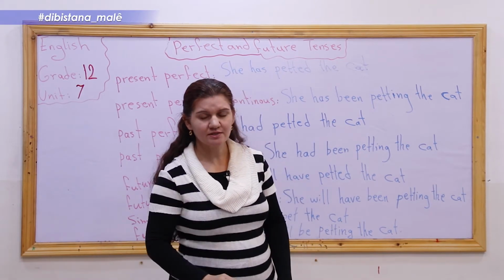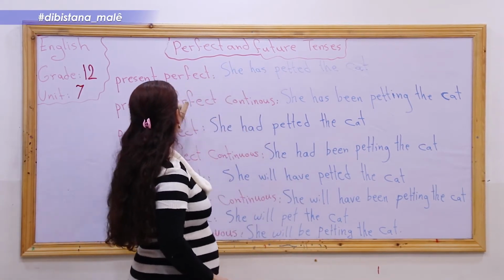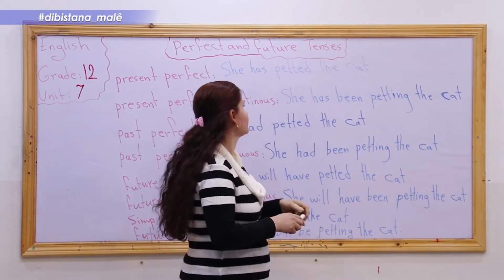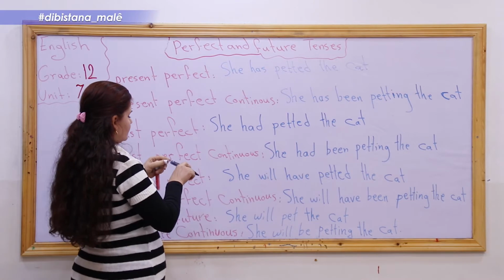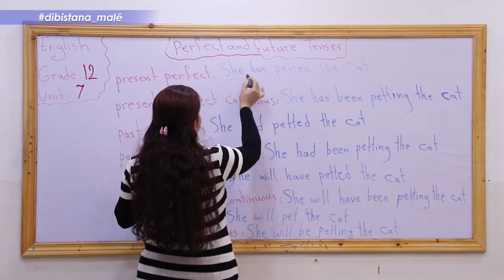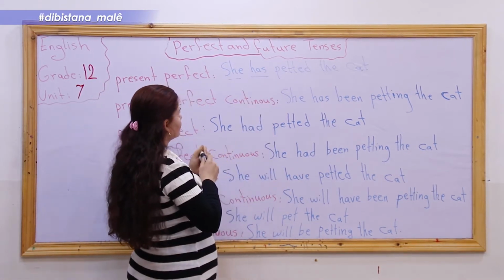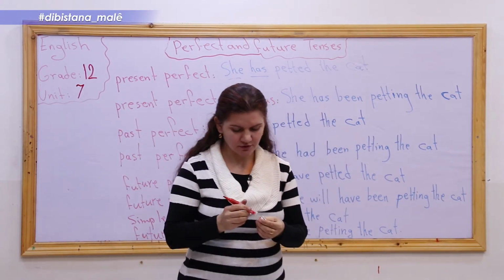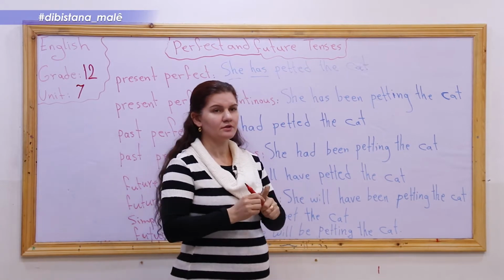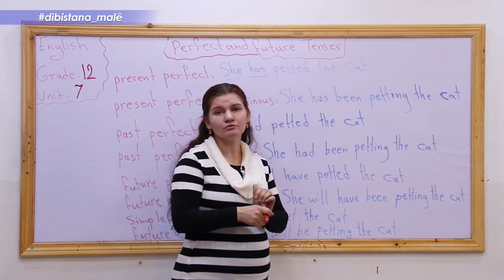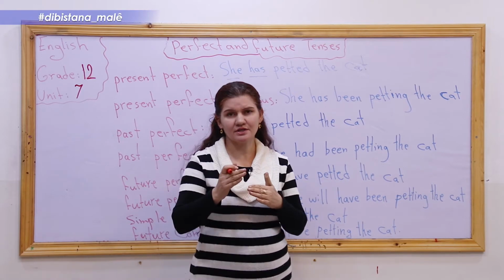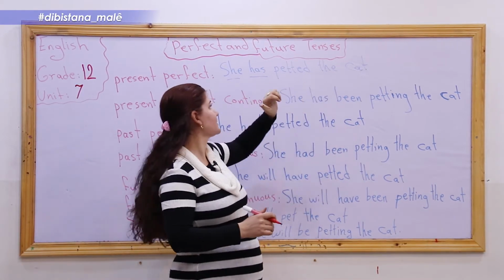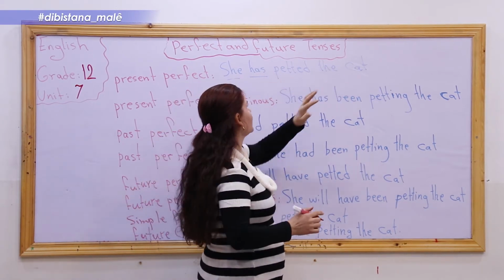Let me start with the first tense, which is the present perfect. Do you remember the form of the present perfect? Subject and has, then verb 3. Again, I put the same example to make it easy for you, just for comparing every tense with the other, okay? The same sentence: She has painted the cat.